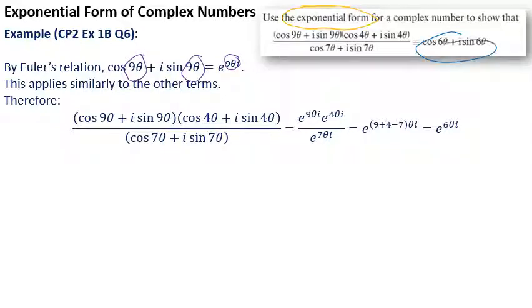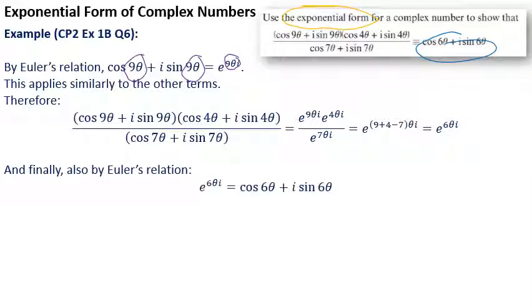The last step is to demonstrate why this is equivalent to what we've got on the right hand side over here, cos 6 theta plus i sin 6 theta. And that should be pretty quick and simple as well. I'm just going to state by Euler's relation, like I did with the first one, we can work backwards as well. And that's what we're asked to show. By converting those trigonometric terms into an exponential form, we can combine them and convert back afterwards to the trigonometric form required.